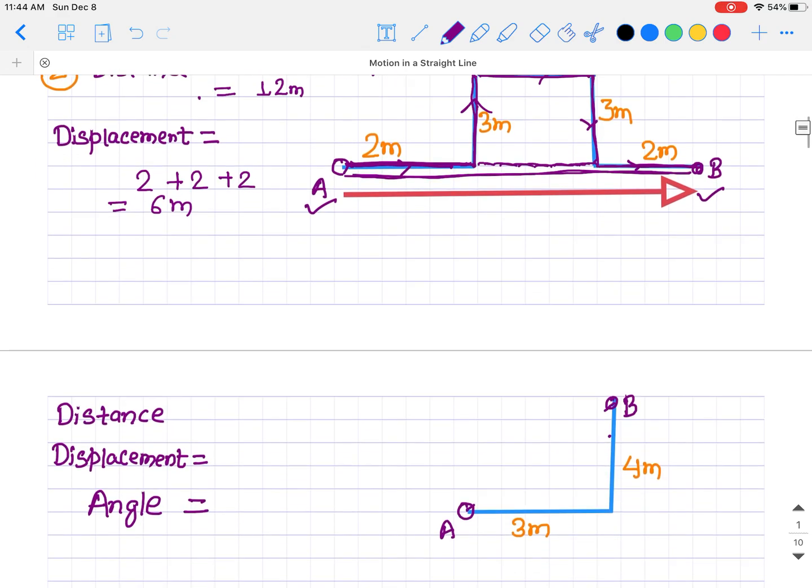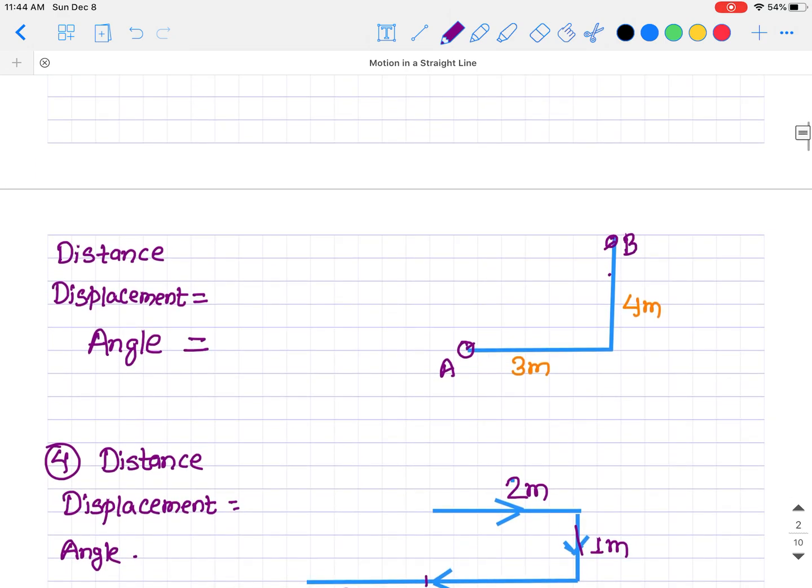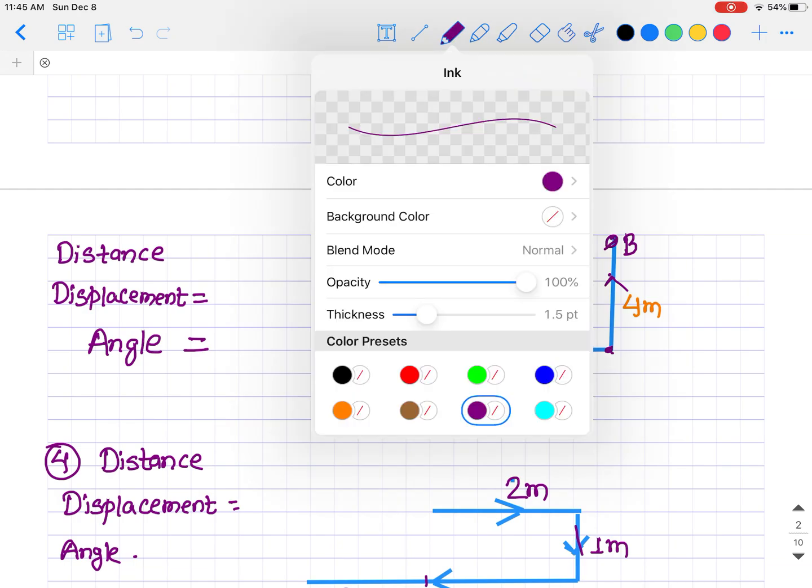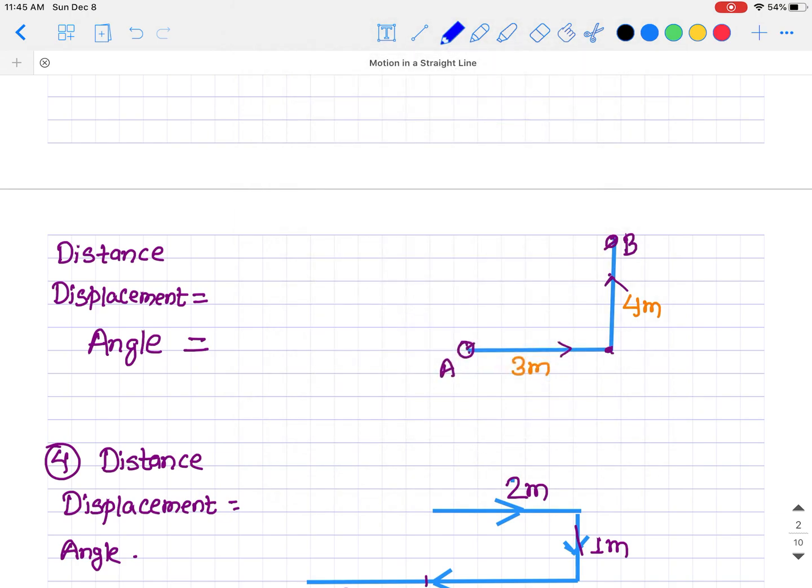Okay, this is the second example. Now let's move to another example here. In this case, you start from point A and then you go to point B, and the path is shown this way. You first travel from point A to this point, and then from this point to the final point B, and the various routes are shown here. Now you have to calculate what is the total distance and what is the total displacement.